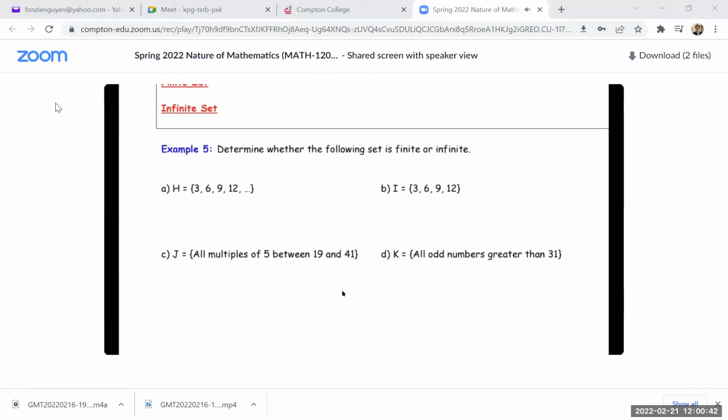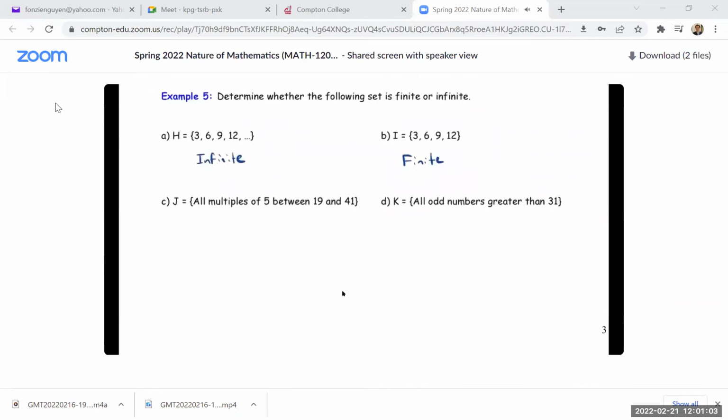All right, so here we just have to say whether it's finite or infinite. So what do you think about the first one? Infinite for sure, because of the dot, dot, dot. All right, what about this one? Finite, very good. What about C? Finite. Let's see. You guys agree with that?